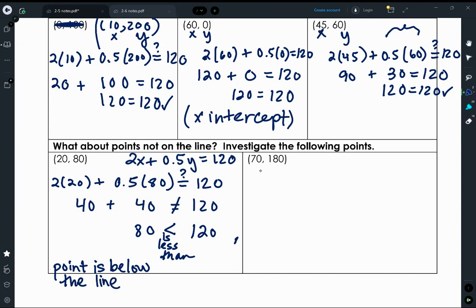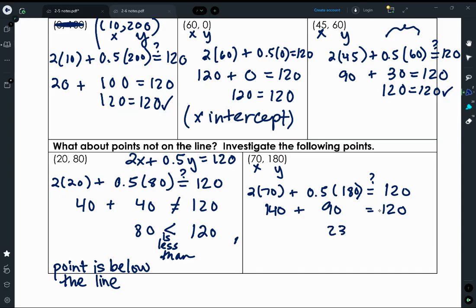All right, for the next one, 70 is my x, 180 is my y. So 2 times 70 plus 0.5 times 180, which is 1/2 of 180, equals 120. So we're checking this one now. So 2 times 70 is 140. 1/2 of 180 is 90. So I end up with 230, definitely not equal, right? So I'm comparing 230 and 120. So this one I'm going to use a greater than symbol because 230 is greater than 120. So that's the symbol I'm using.